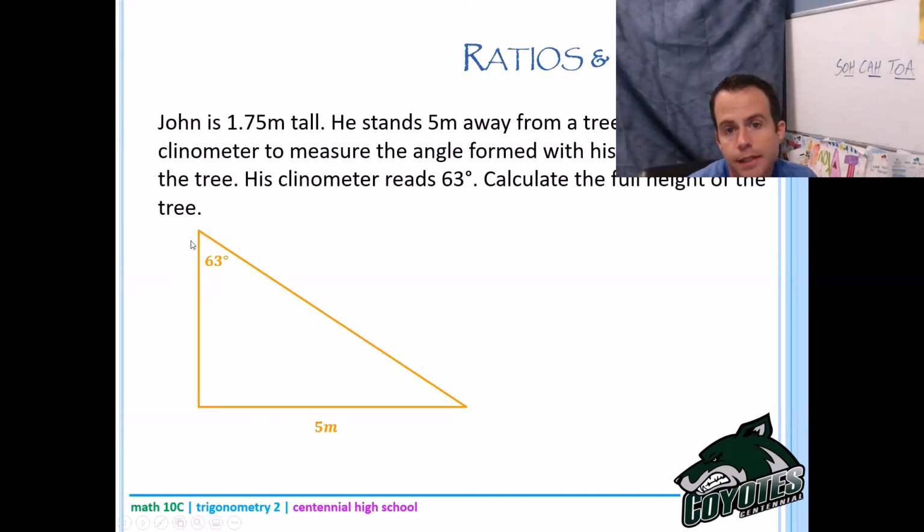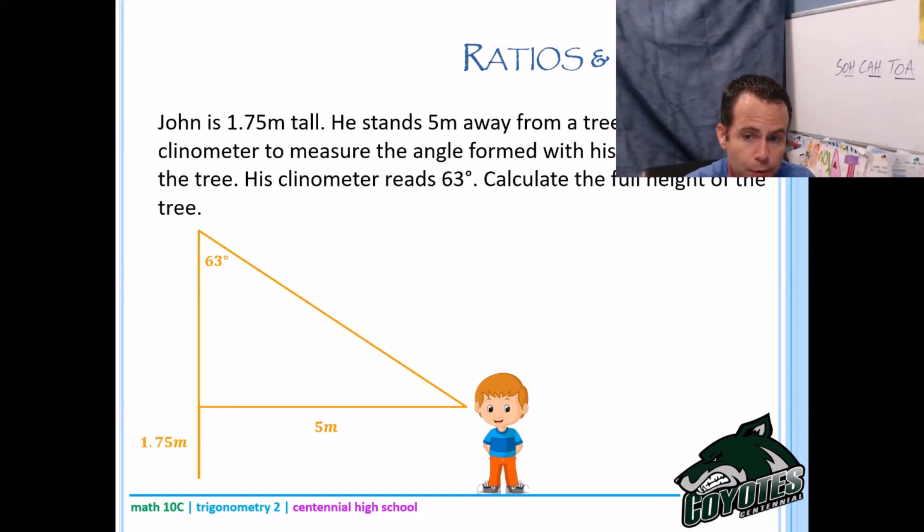But what I want you to see is this here, if you can see my mouse, is not the full height of the tree, because we have to take into account the fact that John is 1.75 meters tall. So what I did was I said, okay, here's John's eyes, and that little piece here is 1.75. So we're going to use trig to find this piece here, but at the end of it, we'll have to add John's height, which is 1.75, in order to figure out the full height of the tree. Now, eyes are not directly on the top of your head, but for the purposes of these types of questions, you can assume eyes are directly on top of the head, okay?